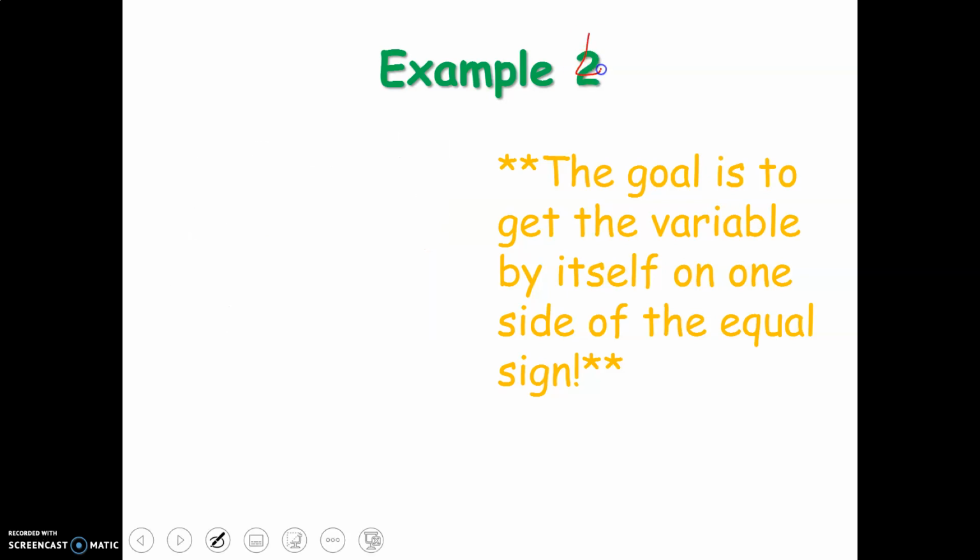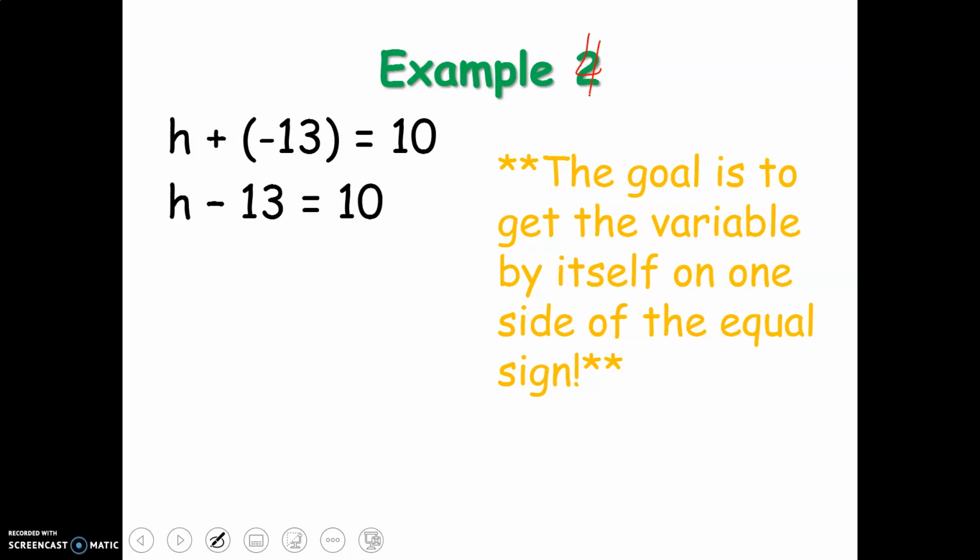Example 4. h plus negative 13 is equal to 10. Once again, our goal is to get the variable by itself. We must recognize that plus a negative is the same as minus. A positive times a negative is a negative. So we have h plus negative 13 becomes h minus 13 equals 10.